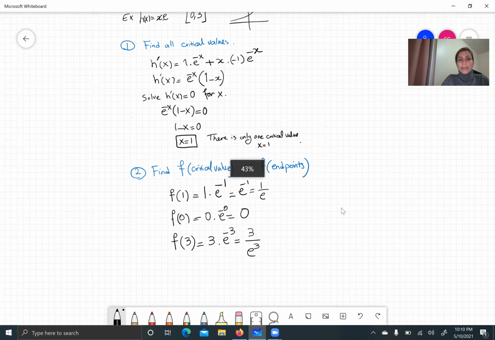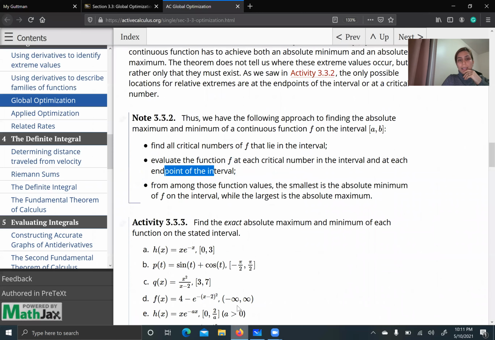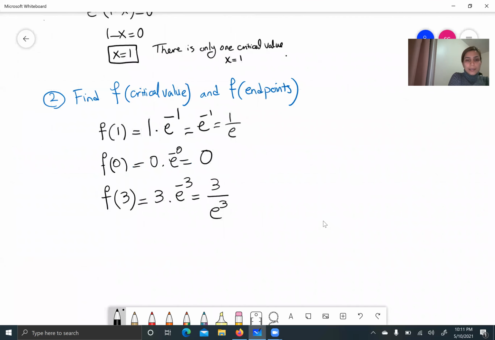We evaluated, and now we have the output values. The possible output values for the extreme values are 1 over e, 0, and 3 over e to the 3. Now the last step is to choose between these output values: the smallest is the absolute minimum, the largest is the absolute maximum. So the last step, step 3.